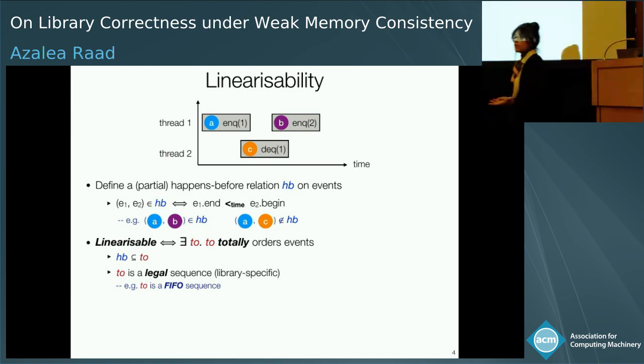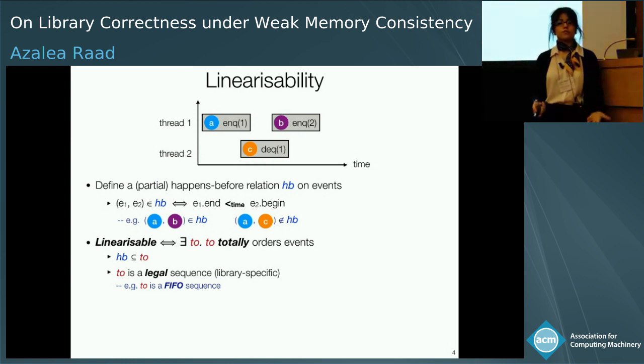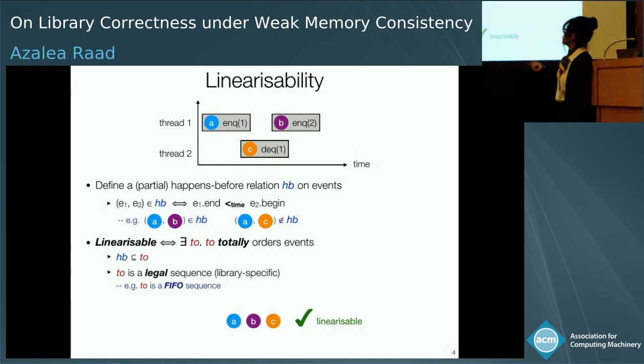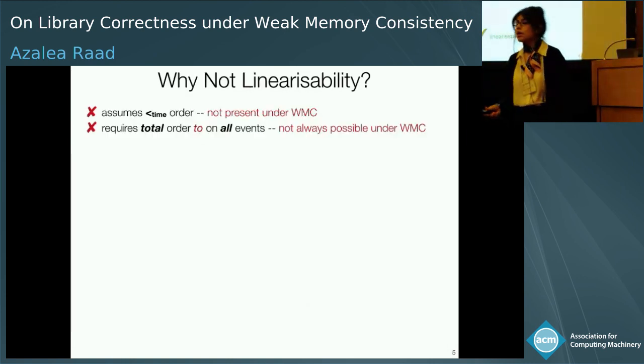Now, the definition of a legal sequence is completely dependent on the library. For instance, in the case of the queue, you would say that you need to have a FIFO sequence. So in this example, one possible sequence is this ABC that respects the A happens before B constraint and forms a FIFO sequence. Because if I enqueue 1 and enqueue 2 and call DQ, I should return 1 on the FIFO.